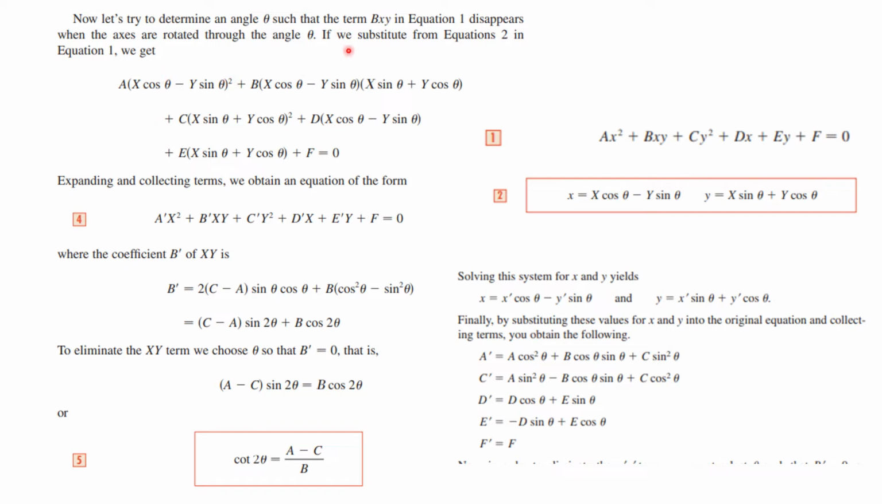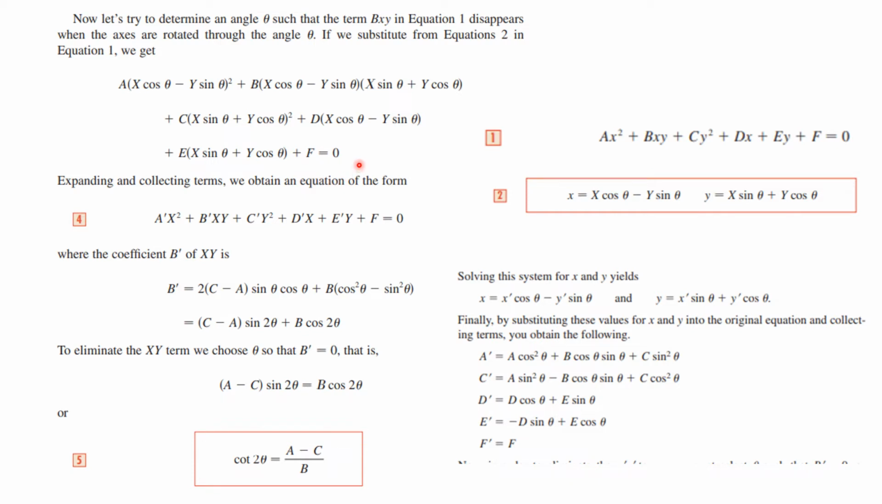So what we're going to do is we're going to substitute equation 2. This is equation 2 that says what x and what y are. So we substitute that into equation 1, and this is equation 1. So when we do that, we straightforwardly substitute this, and this into the equation.